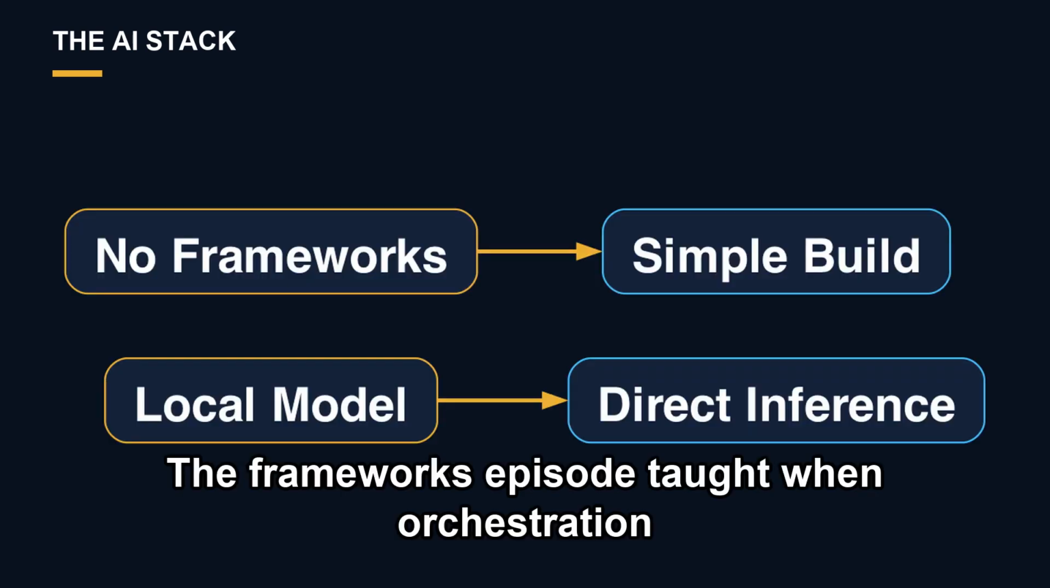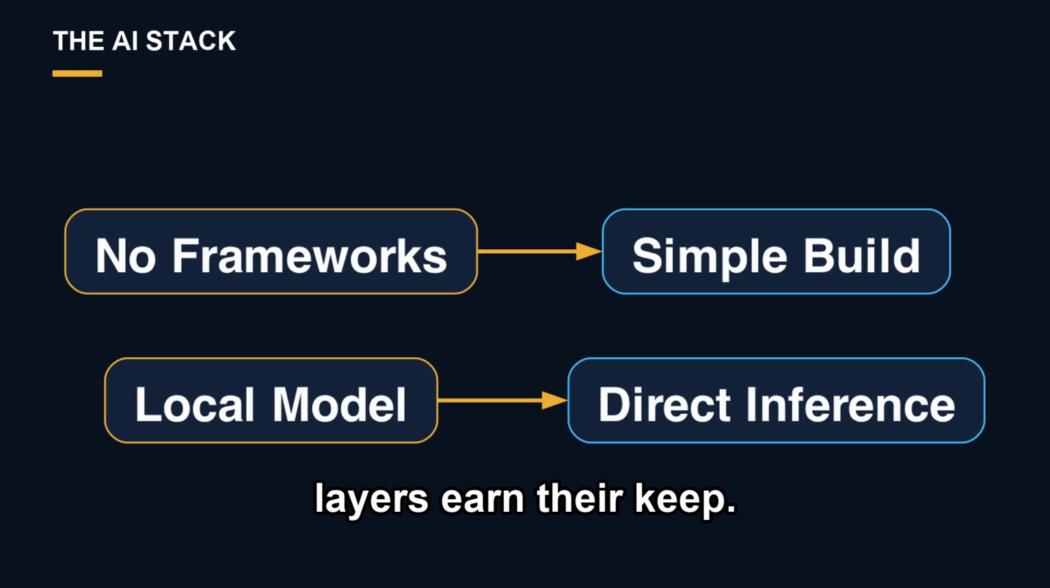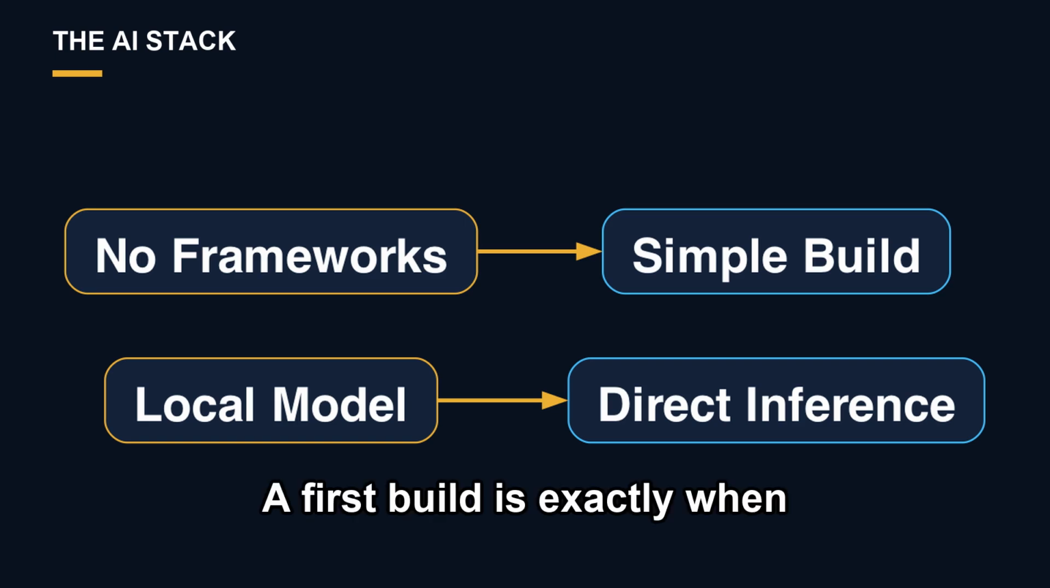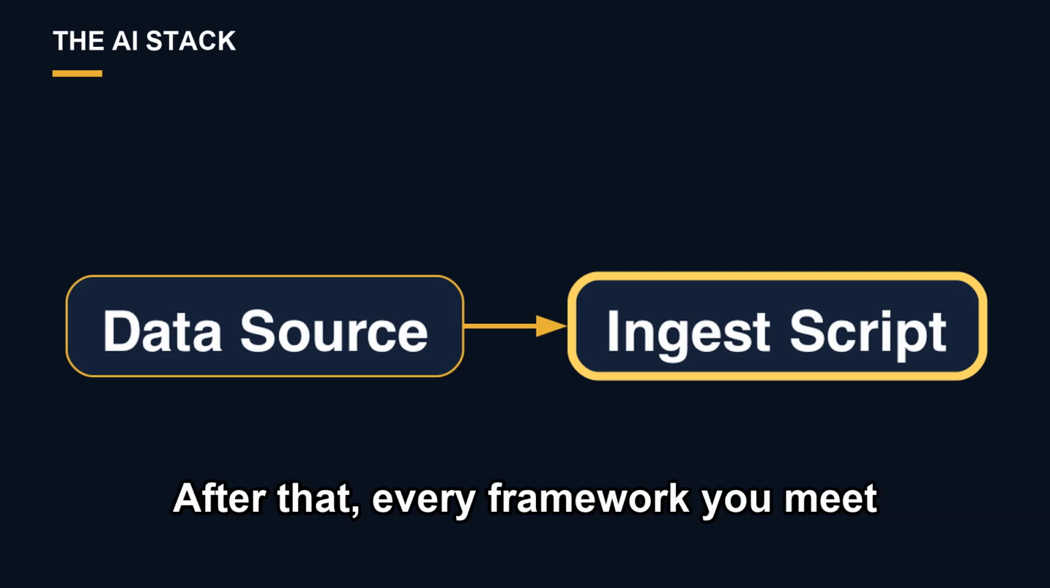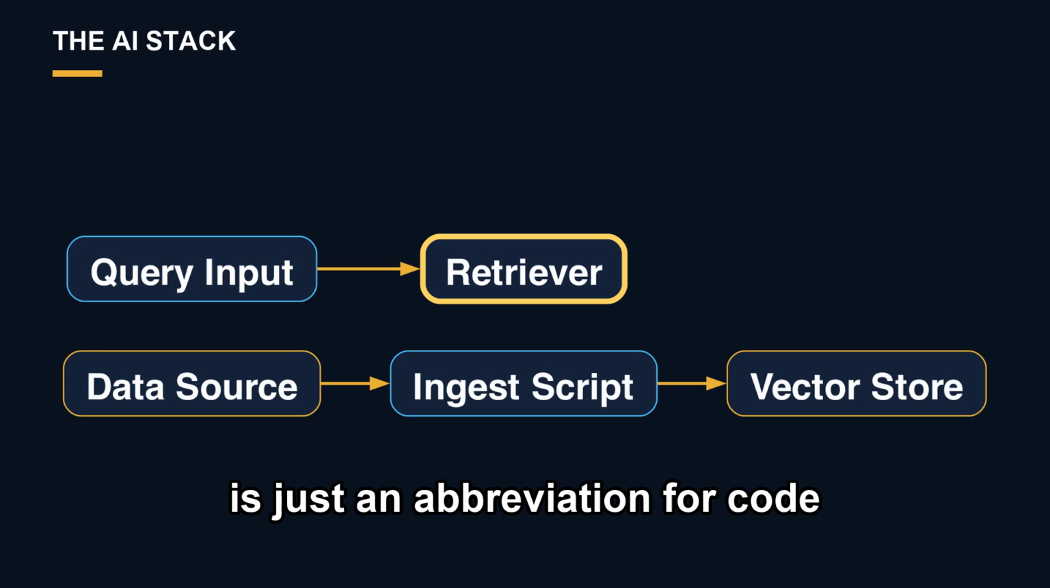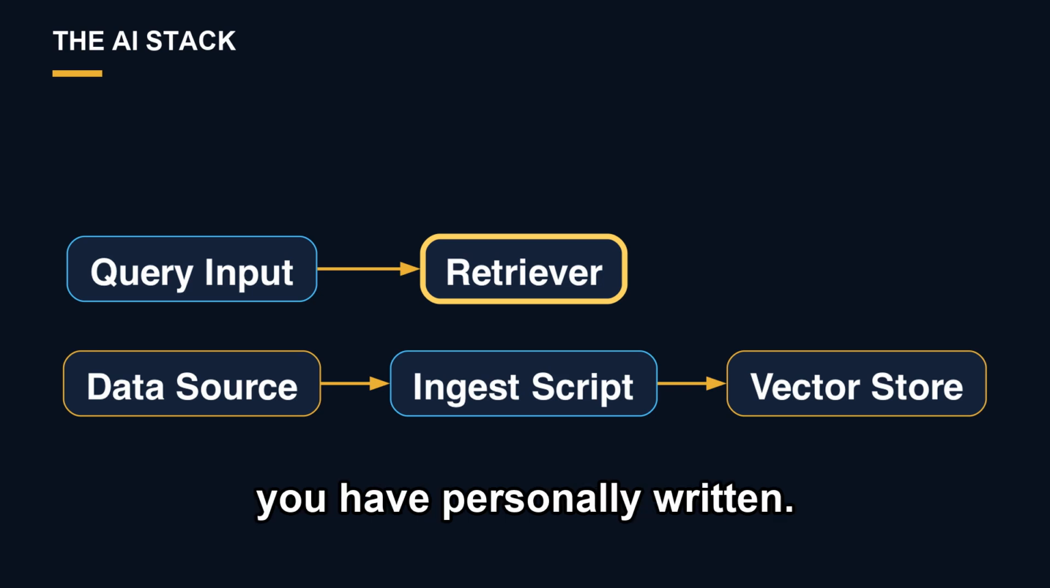The frameworks episode taught when orchestration layers earn their keep. A first build is exactly when they do not. We want to touch the raw pieces once. After that, every framework you meet is just an abbreviation for code you have personally written.